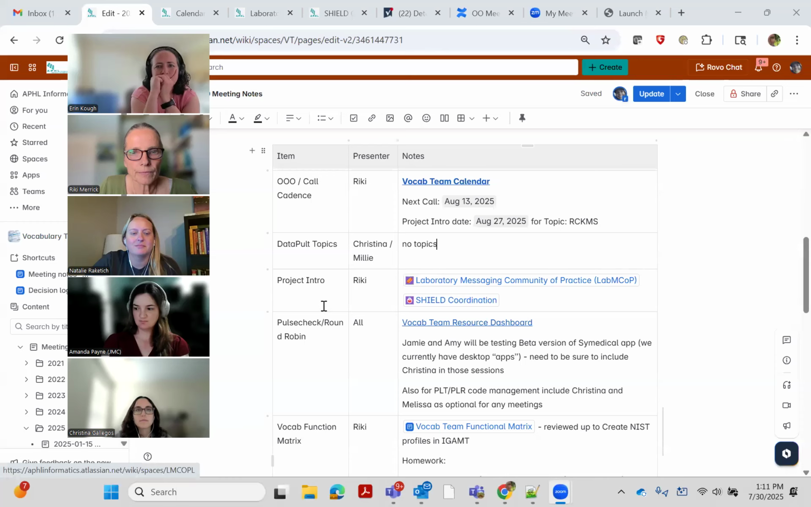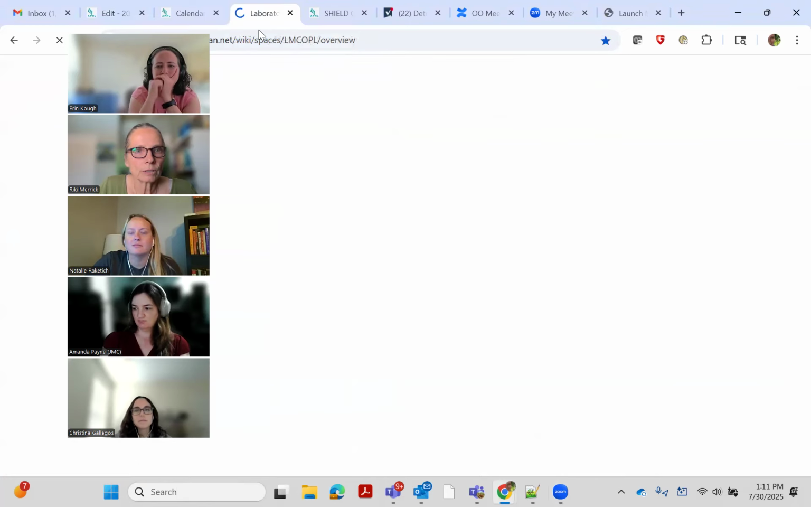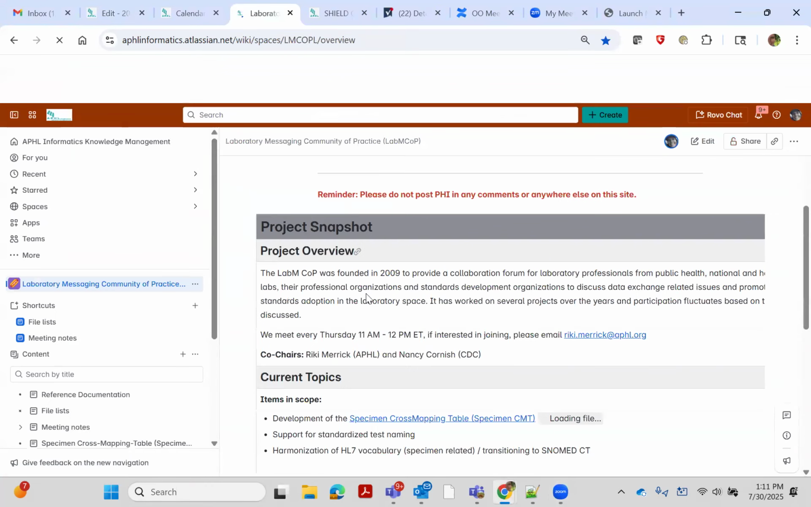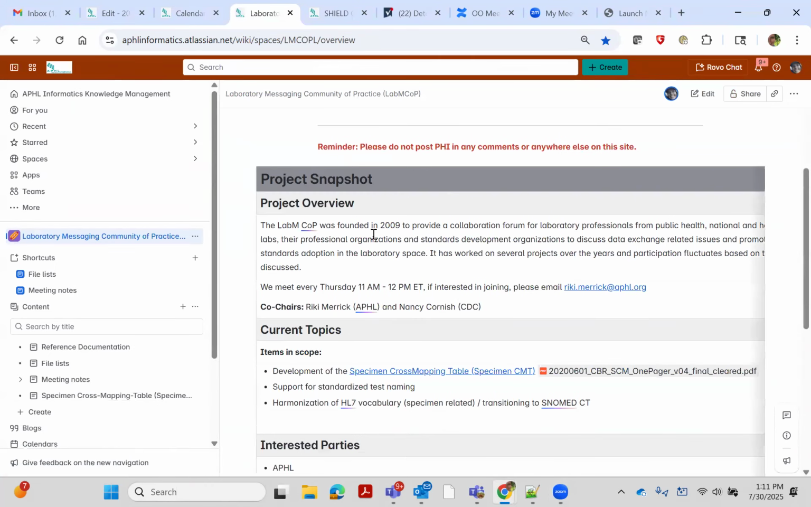We're going to start with a project intro to the lab messaging community. There is a Confluence page for it that gives an overview. We've been around for quite a while. We used to meet Thursdays from 12 to 1, but then at some point eTour came along and we had to push it. So now we're meeting an hour earlier, but it's still on Thursdays.